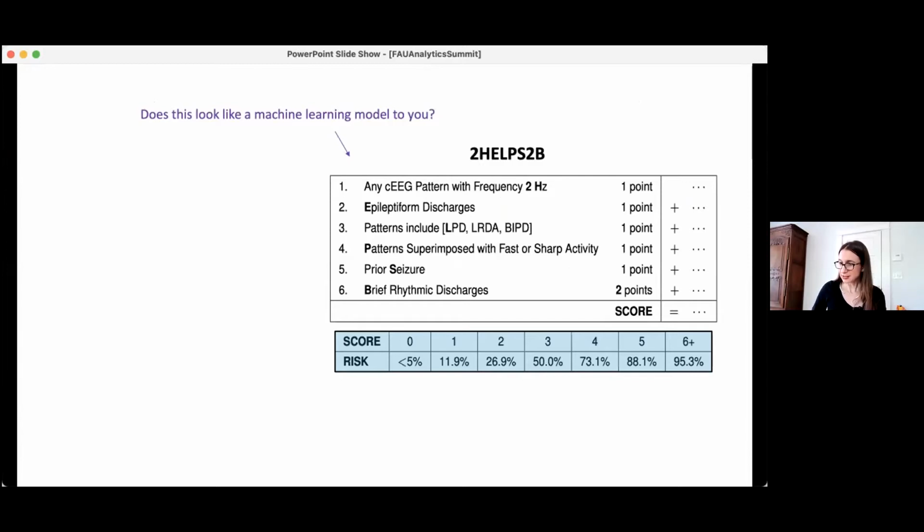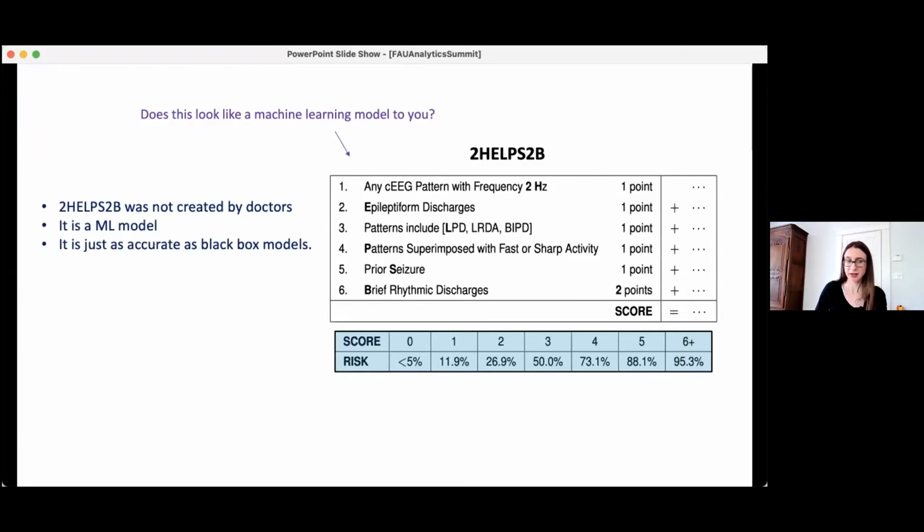Like I said, it looks like a rule of thumb, but it's actually a full-blown machine learning model. It was not created by doctors. It was created by data fed into a machine learning algorithm. It is a full-blown machine learning model. It's the solution to an optimization problem. It happens to be just as accurate as any black box model that you could apply to this data set that we built it from.